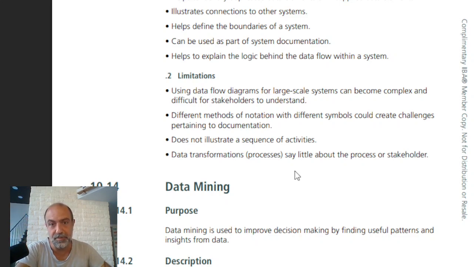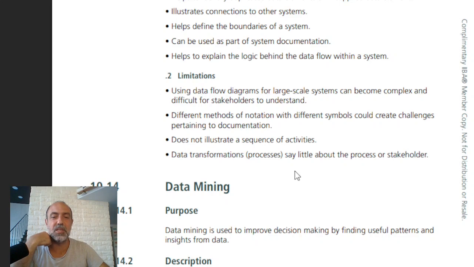So impressive. Well, we don't need to teach, not everyone needs to understand the data flow. But it is actually very important for the people that need it. Different methods of notation with different symbols could create challenges pertaining to documentation.